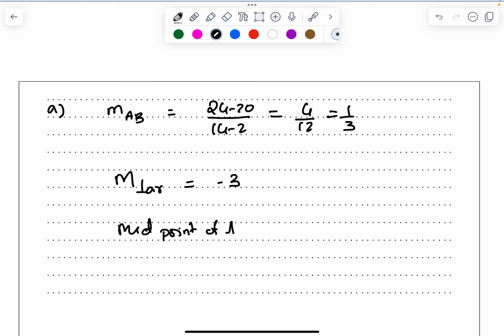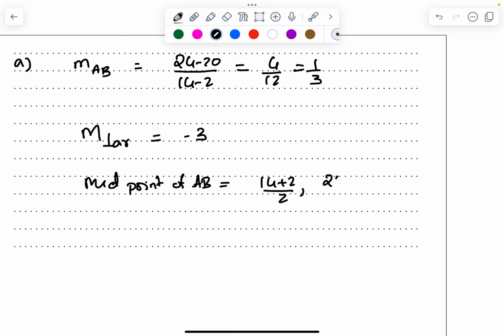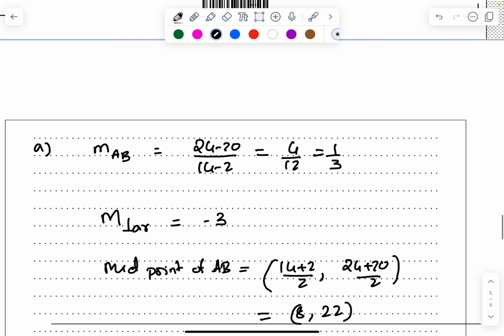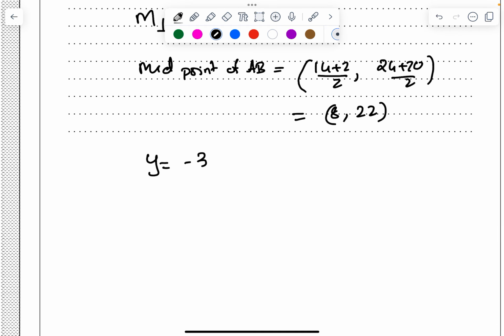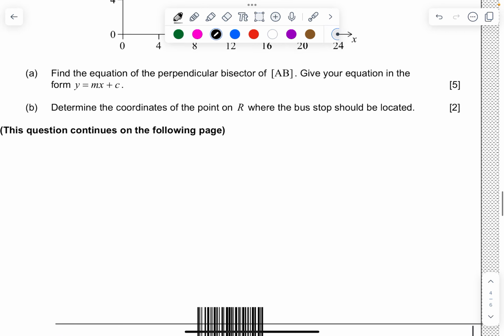Then I'll find the midpoint of AB, which is x1 plus x2 by 2, y1 plus y2 by 2: 14 plus 2 by 2, comma, 24 plus 20 by 2, which is nothing but 8, comma, 22. Now I want the equation in the form y equals mx plus c. So y equals minus 3x plus c. Plug in this point: 22 equals minus 24 plus c. c equals 46. So the equation is y equals minus 3x plus 46.